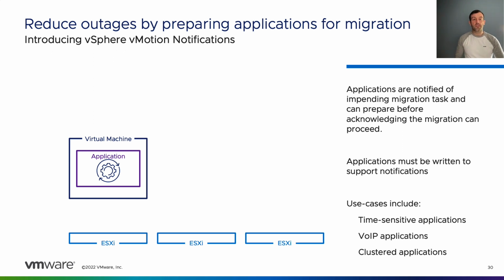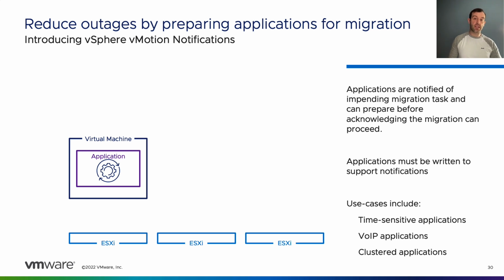We're also introducing something called vSphere vMotion notifications in vSphere 8. We often take vMotion for granted. It very seamlessly can migrate a running virtual machine from one ESXi host to another, or even from one vCenter to another. And for the most part, virtual machines and the applications running within them are completely transparent. They have no awareness that the migration has occurred, and they'll happily continue working and running without any bump whatsoever.